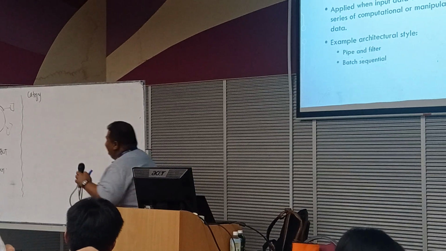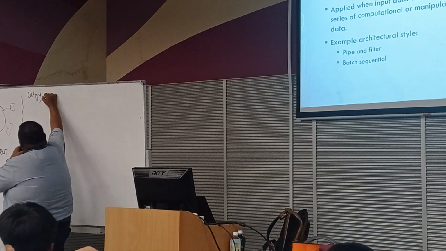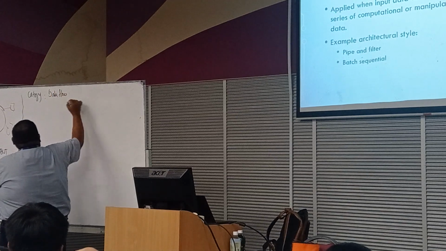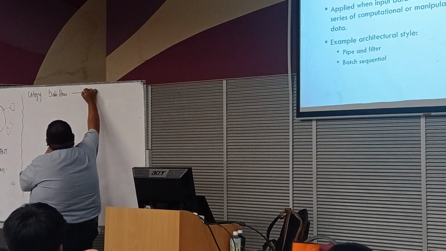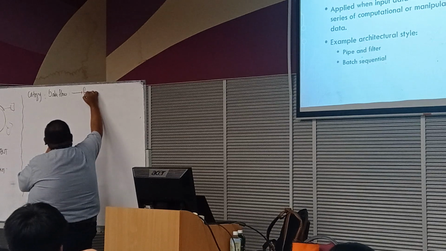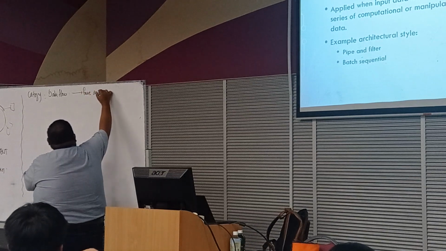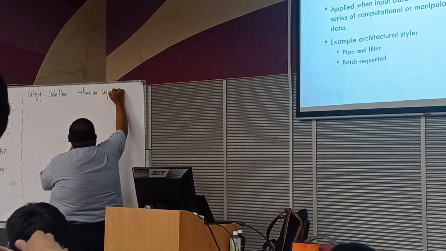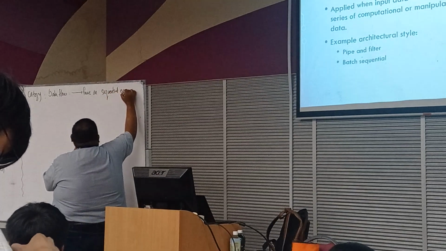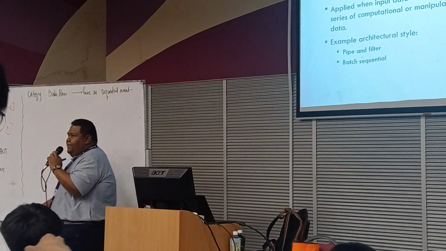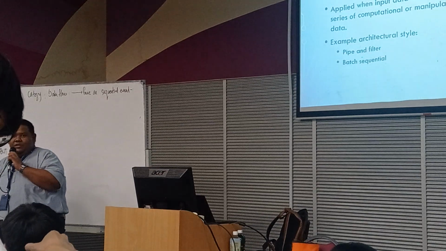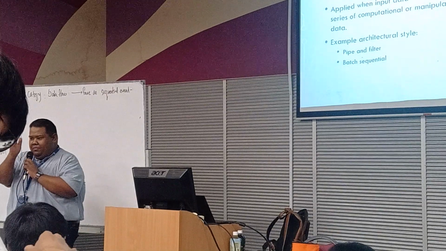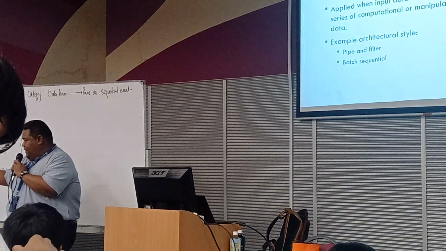Okay, nice. Category: data flow. What kind of system? A system that focuses on sequential events. Give me one system that focuses on sequential events. That system must complete from step 1, step 2, step 3, step 4, step 5, done.